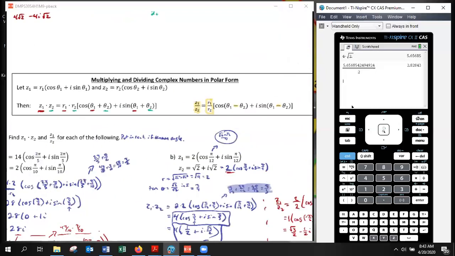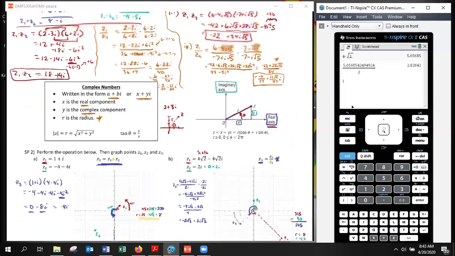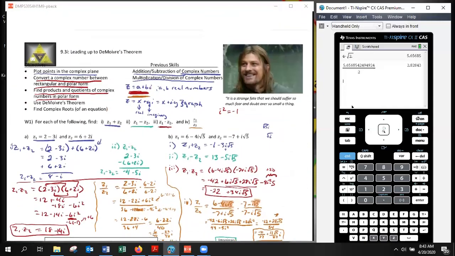Once again, if you're multiplying complex numbers in the polar form, multiply the radii, add the angles. If you're dividing the complex numbers in polar form, you divide the radii, subtract the angles. So hopefully you learned a lot, and all of this is kind of the setup for using de Moivre's theorem. And that's going to be what our day 2 exploration is going to be about.